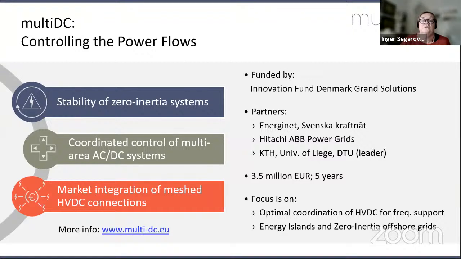A few words on Multi-DC, controlling the power flows. This project is funded by Innovation Fund Denmark Grand Solutions, with the aim to build up the know-how in the energy sector with focus on energy islands, zero inertia offshore grids, and optimal coordination of HVDC. You can see the partners listed on the slide, and DTU is the leading partner. The program has run for 5 years with a budget of 3.5 million euro.